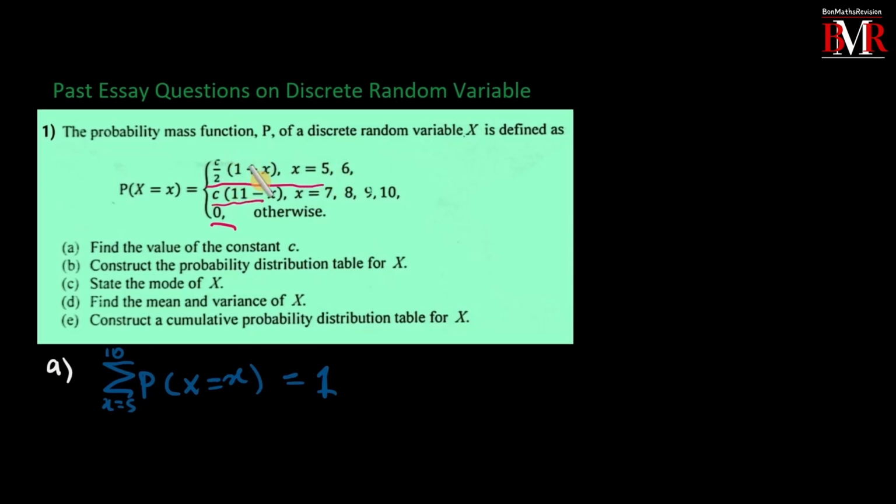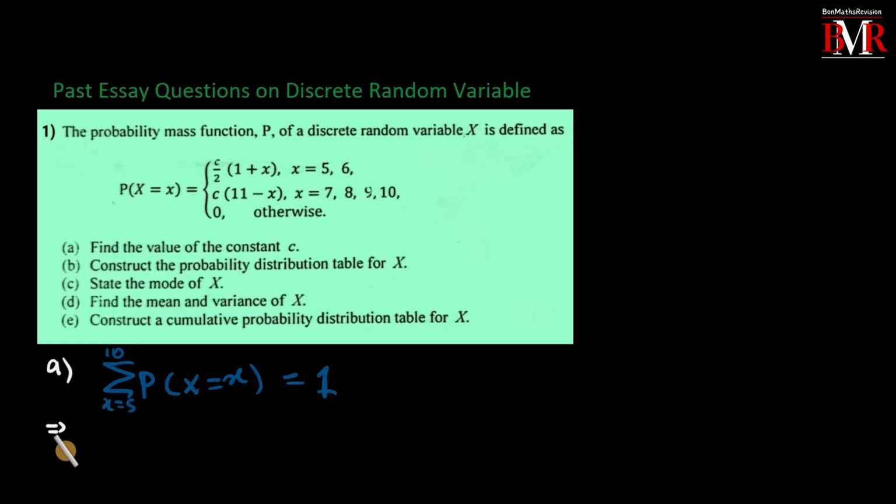For this piece of function, the values of x are 5 and 6. And for this piece, the values of x are 7, 8, 9, and 10. For this piece, the probability mass function of x is 0. Thus, for values of x not in the range from 5 to 10, the probability mass function is 0.